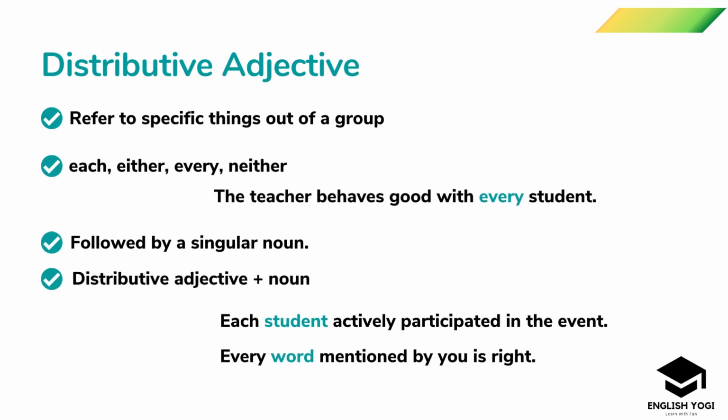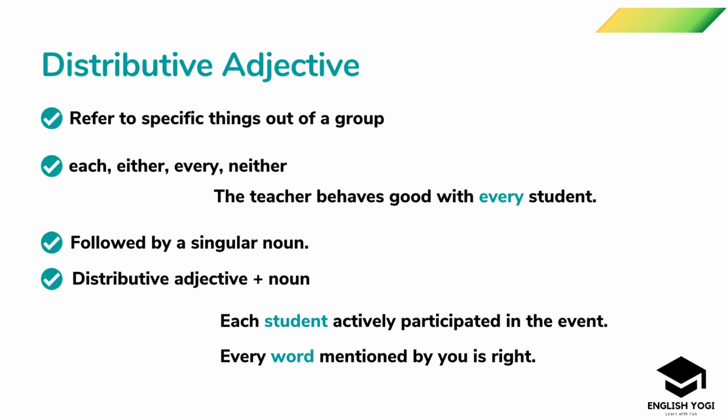Again, moving ahead, the next type of adjective is the distributive adjective, and it refers to a specific thing out of a group. And there are only certain limited distributive adjectives. The first ones are each, either, every, and neither. "The teacher behaves well with every student." The word "every" is there, and that is a distributive adjective. All these distributive adjectives are followed by a singular noun. It means that all these distributive adjectives are singular.